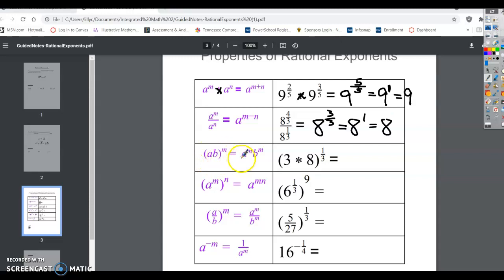Here we've got in parentheses to a power. So that means that power goes to everything inside the parentheses. So if I've got 3 times 8 to the 1/3 power, then I'm going to have 3 to the 1/3 times 8 to the 1/3. And if I want to multiply these because they have the same power, I'm going to have 24 to the 1/3 power.